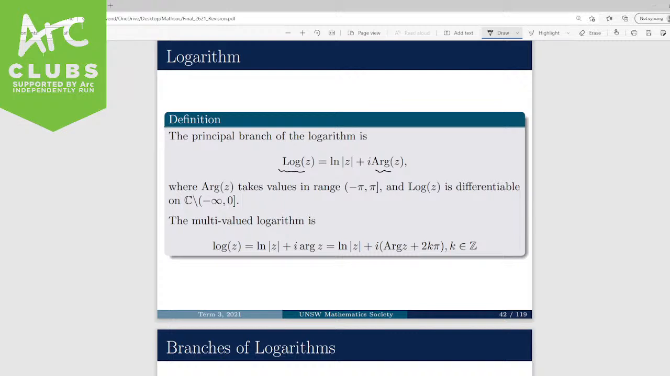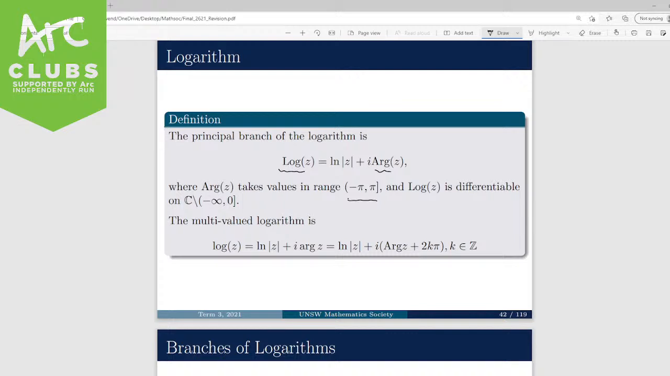The principal argument is the one you would have vibed with the most back in the day, and these days, I suppose. It takes the values from negative pi to pi. Negative pi is excluded. And your principal branch of the log will be differentiable on all of the complex numbers except for the negative real axis. So that's all the real values from negative infinity up to 0, including the 0 point. Your log won't be differentiable on those points. So that's pretty important to point out there. You just gotta take that in, memorize that definition of the principal branch of the logarithm.